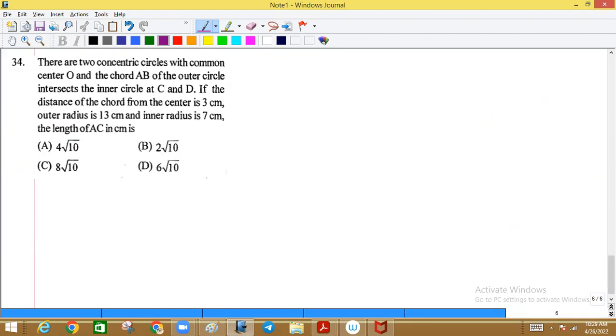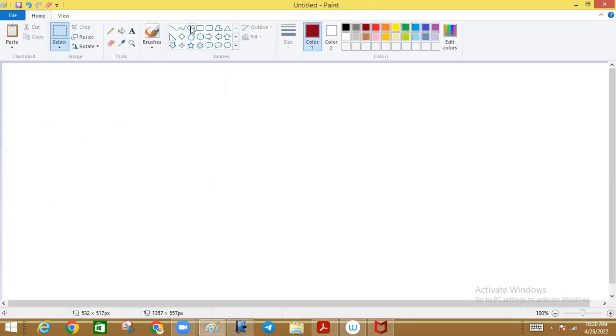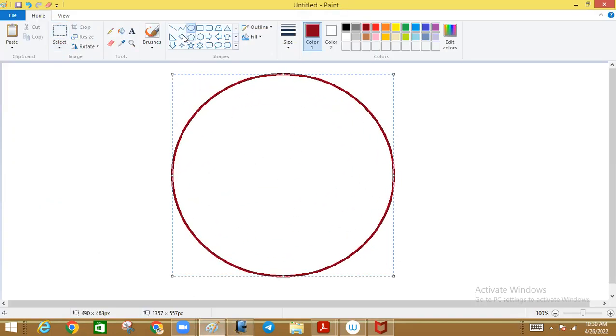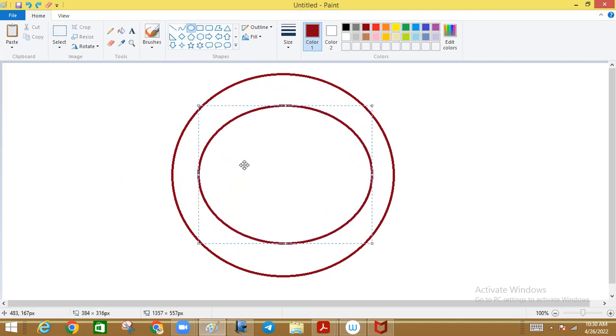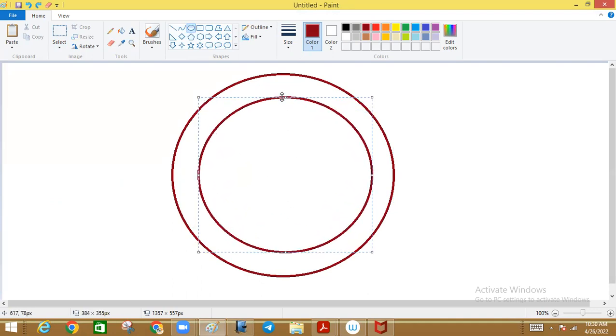There are two concentric circles with a common center O, and a chord AB of the outer circle intersects the inner circle at CD. If the distance of the chord from the center is 3 centimeters and the outer radius is 13 centimeters and inner radius is 7 centimeters, find the length of AC. There are two concentric circles. Concentric circles means circles with the same center. You draw the chord.